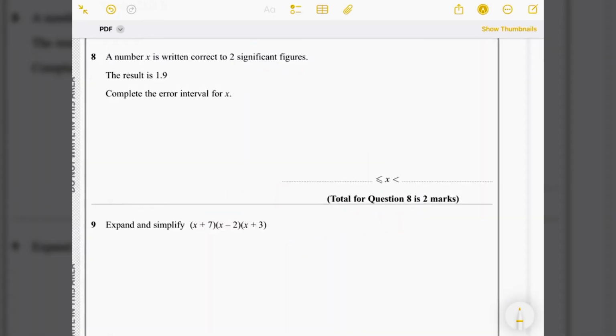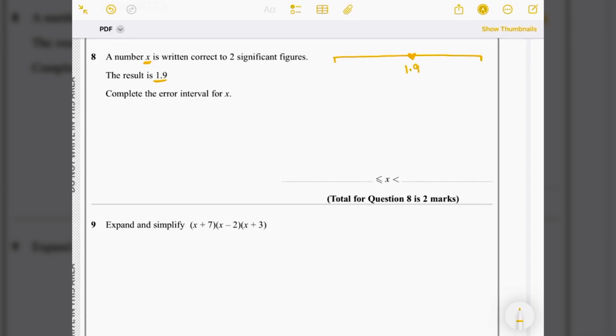Okay, just by looking at how they present the answer over here, I know this is upper bounds and lower bounds. Okay, so let's answer this question. The number x is written to 2 significant figures. The result is 1.9. So here, this 1.9 was in between 2 numbers. Let's put the 1.9 over here. A little cute heart.